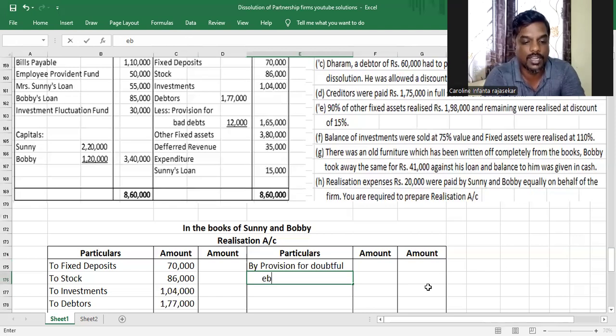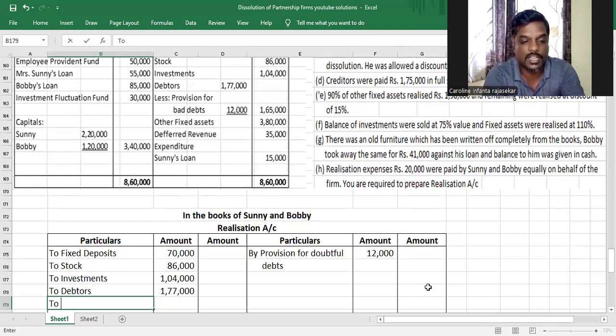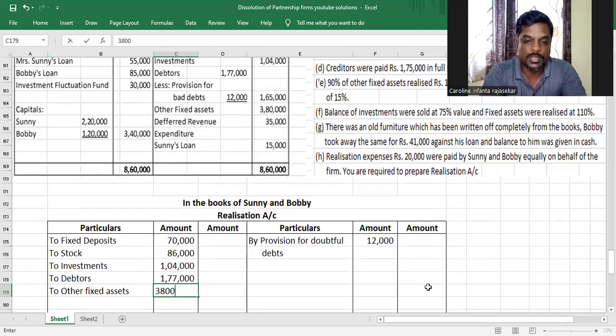So what I recommend that you do is, the moment you transfer debtors, if there is provision for doubtful debts, write it on the credit side of realization. Be done with it then and there. Okay, after debtors, we have other fixed assets. To other fixed assets, that will be 3,80,000, my dear children.